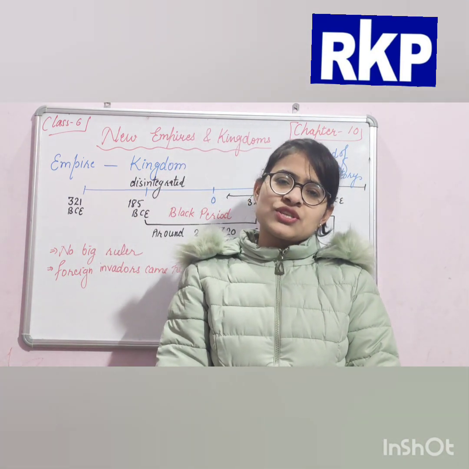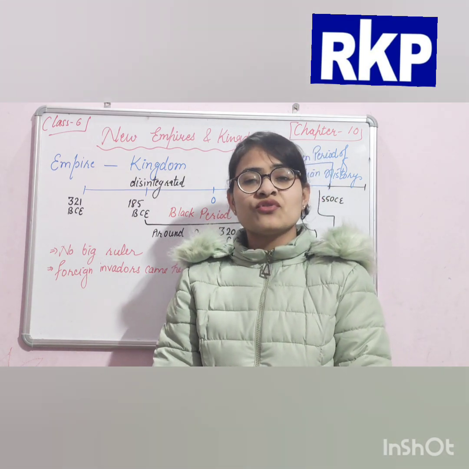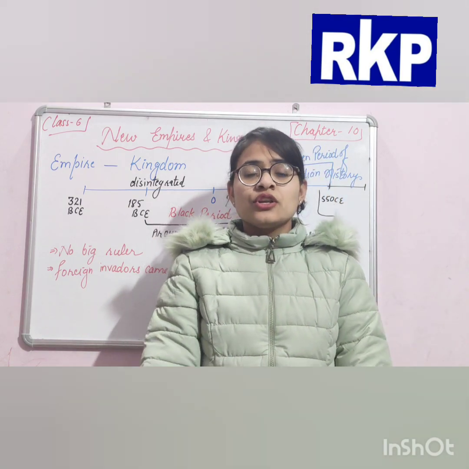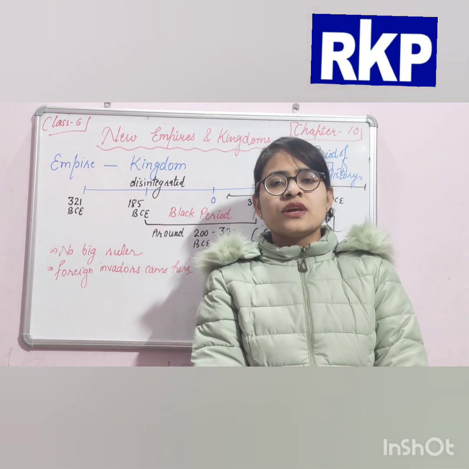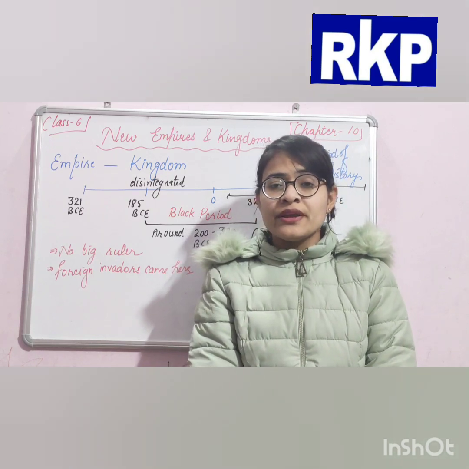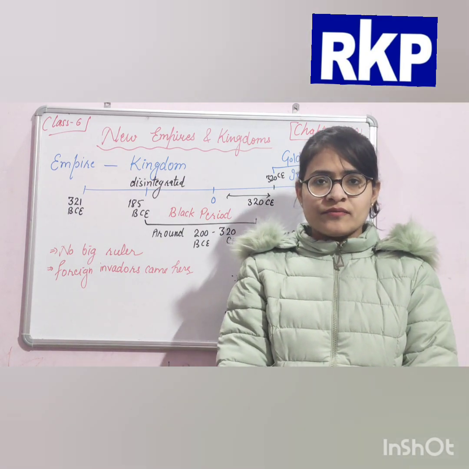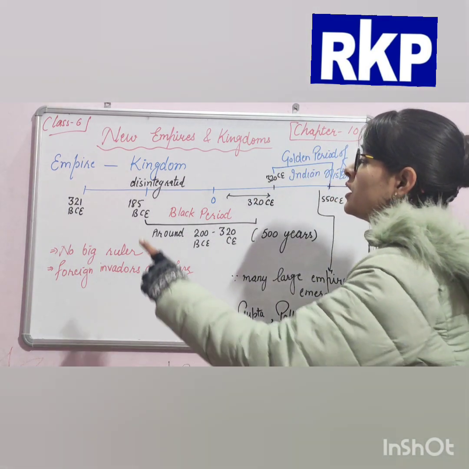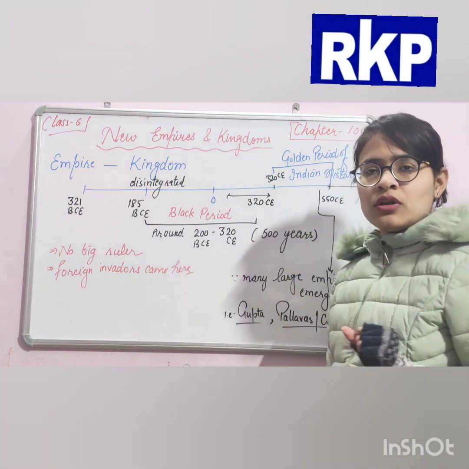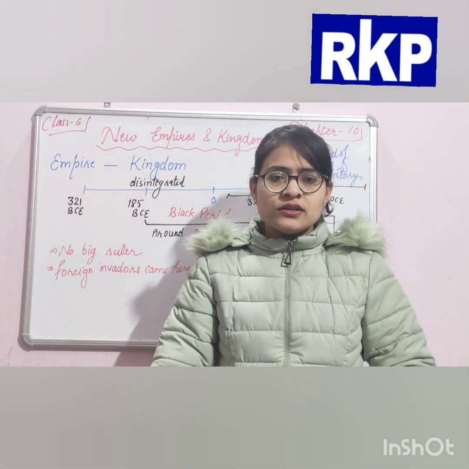Today we are going to start our new chapter, and this chapter is of class 6, and the name of the chapter is New Empires and Kingdoms. In the previous chapter we discussed the Mauryan Empire and the developments made in that time period and after that. So first of all, as the chapter name is telling, we must be aware of the meanings of empire and kingdom.